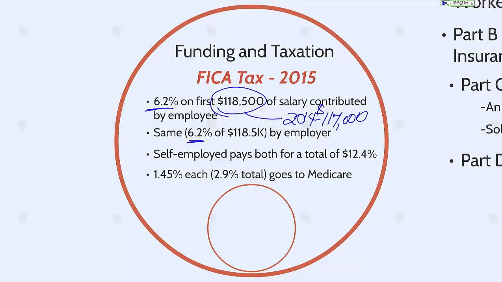1.45% of salary goes to Medicare, and again there is a match. It's 1.45 on the part of the worker and 1.45 on the part of the employer, and that is of course 2.9% total, and that is on an unlimited tax base.